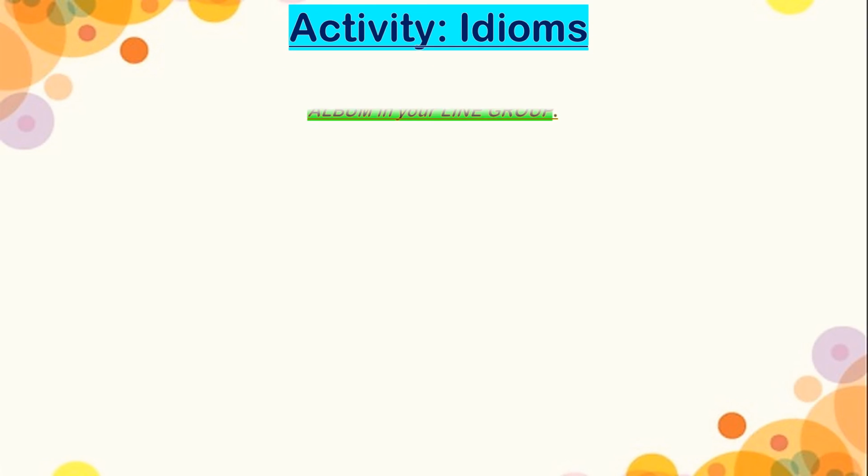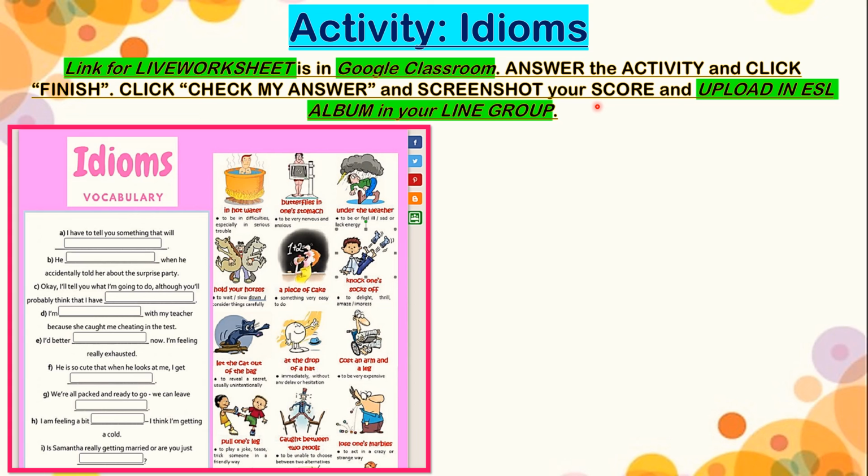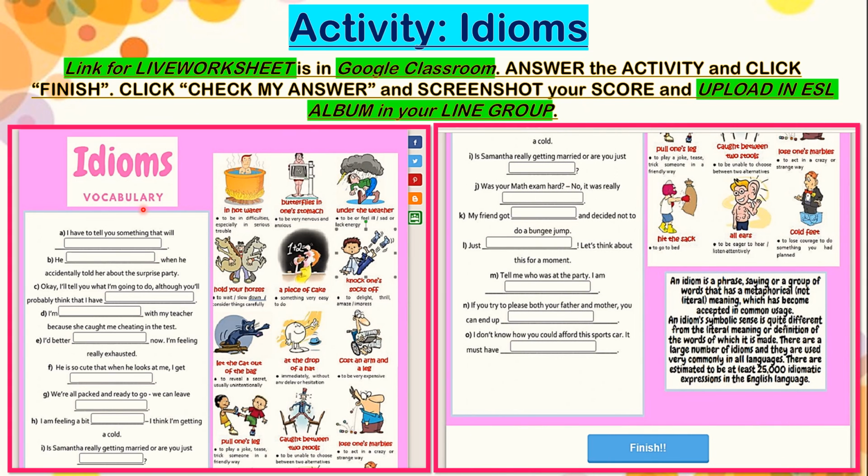Class, for your activity about idioms, the link for the live worksheet is in Google Classroom. Please answer the activity and click finish. Click check my answers and screenshot your score and upload it in the ESL album in your line group. So this is what your activity looks like. This is idioms vocabulary. These are your choices. You are going to write the correct phrase on the blank to complete the sentences. After you finish from A to O, which is numbers 1 to 15, you click finish, click check my answers, screenshot your scores, and upload in the social studies album in your line group. Good luck, everyone!